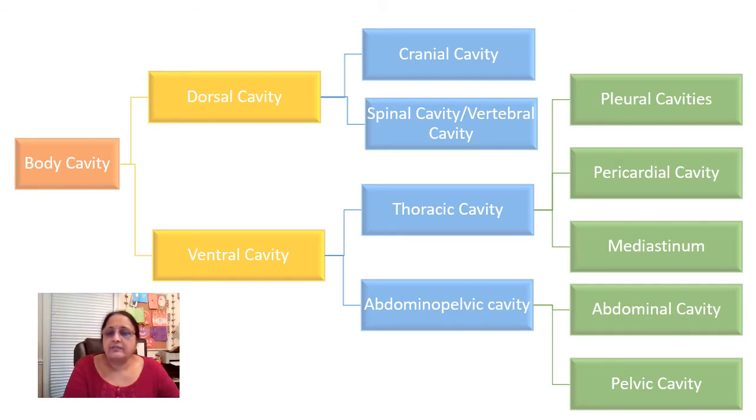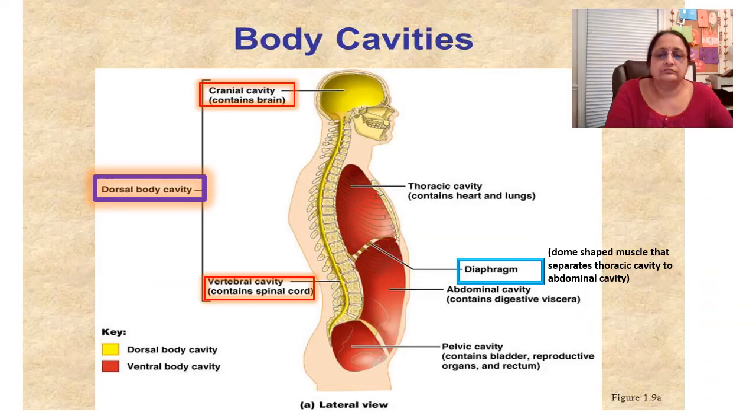Then the thoracic cavity, if you see, is again broadly classified into three small areas. Pleural cavities, where the lungs are associated. Pericardial cavity, where the heart is associated. Mediastinum, where the central portion, or space in between the lungs, is located. Now, the abdominopelvic cavity is again classified into two categories, abdominal cavity and pelvic cavity. So this is the rough graphic organizer for our body cavities.